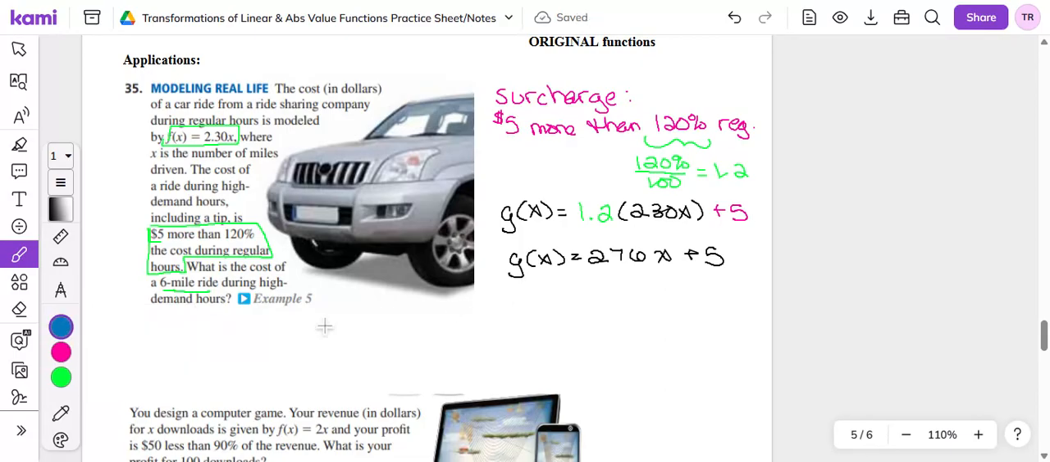Question's asking, how much is it for a 6-mile ride? So in that case, all we're going to do is substitute a 6 in for my x. Everywhere I have an x, I'm replacing it with a 6, and then I'm going to figure out what it costs. So 2.76 times 6 plus 5, I would just put that in a calculator, and that would tell me it's going to cost about $21.56 for us to go on that ride.